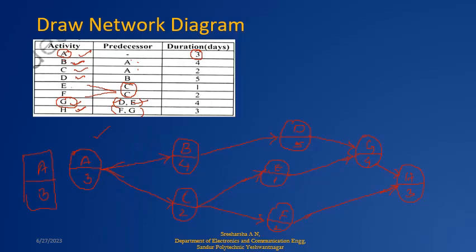I have written it here. How many days will B take to complete? It is 4. And how many days does C take? It is 2. After C, the next activity is D, but it starts after B. So I am drawing from B and taking D here. For how many days will it complete? Duration is 5, so I am writing 5 here.